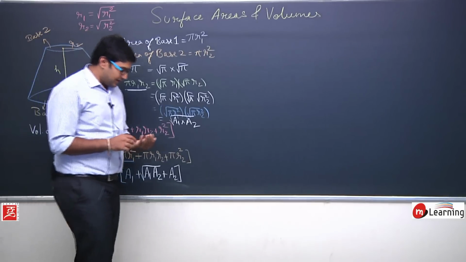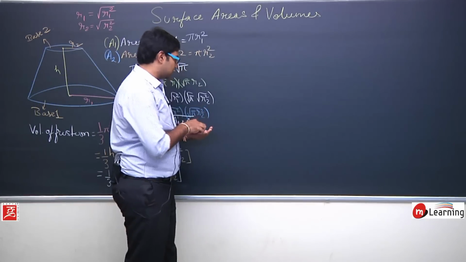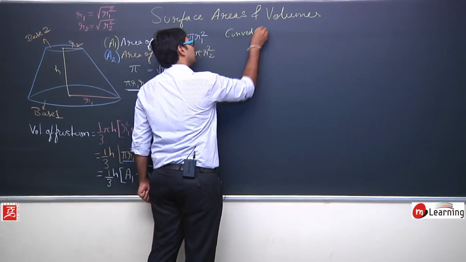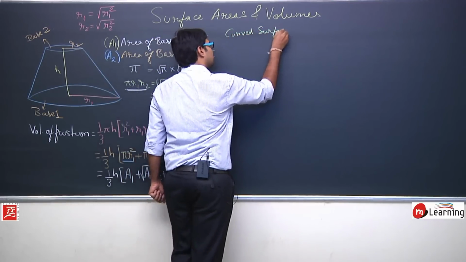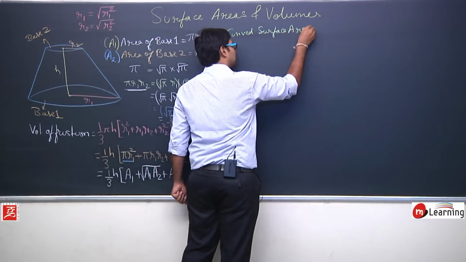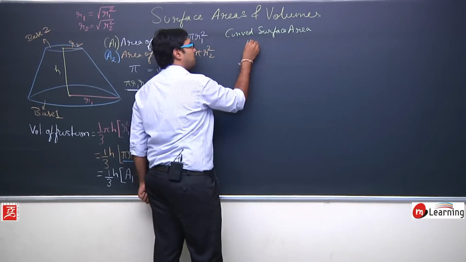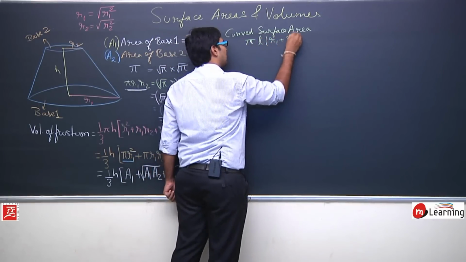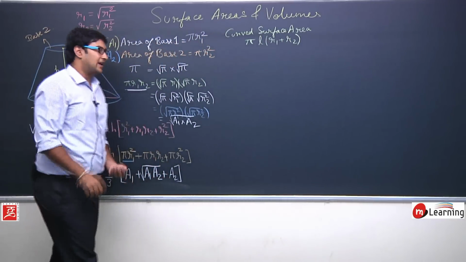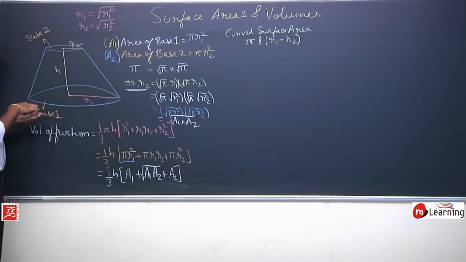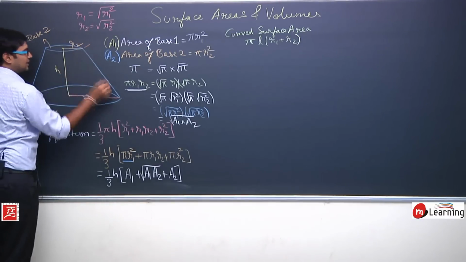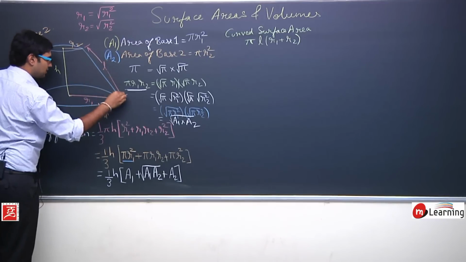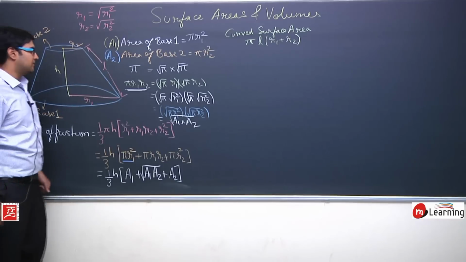Okay. Now the next thing that we have discussed was curved surface area. The curved surface area of frustum was pi into L into bracket r1 plus r2. This is what we have discussed, where L represents the slant height of this frustum. So let us mark the slant height. This is L, which represents the slant height of frustum.